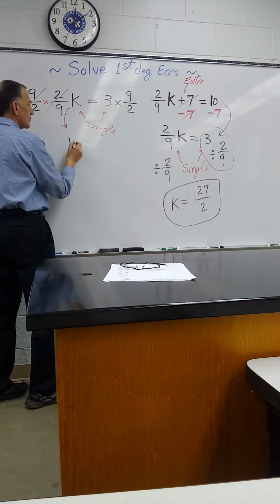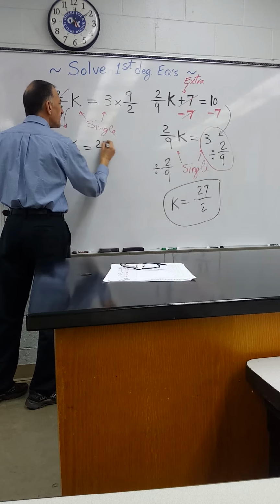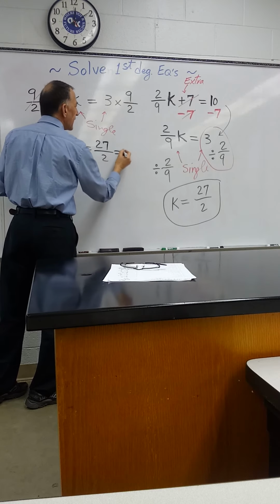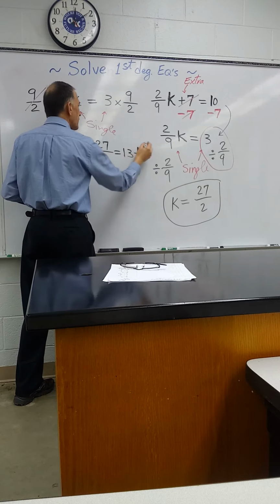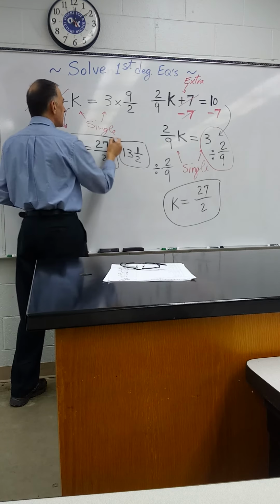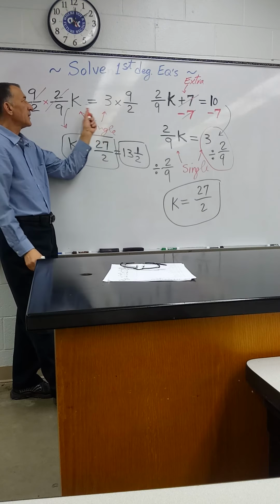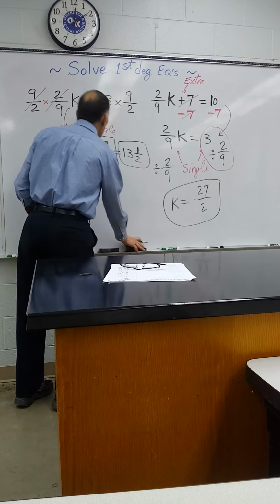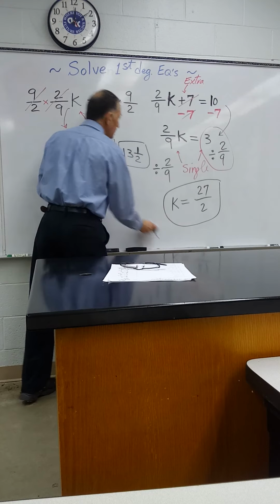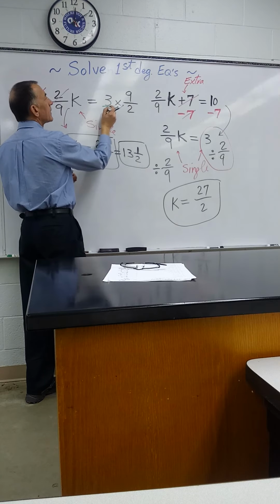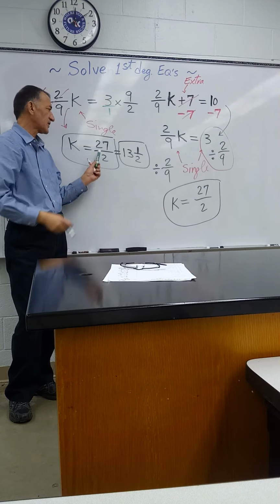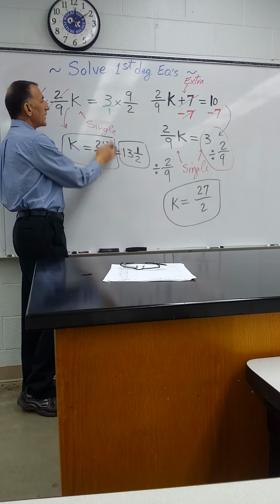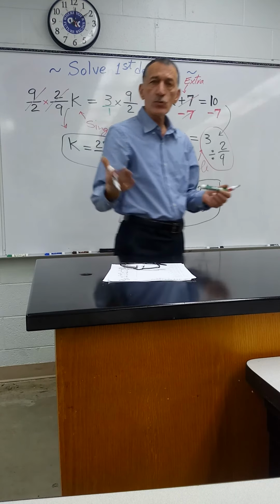So k is equal to 27/2, which is 13.5. Both are correct answers, and this is the final answer. Now look at the other side. The other side is 3 times a fraction. If you put a whole number over 1, you can easily see what happens. So 3 times 9, 27, divided by 2, is 27/2. But if you have a situation where you can reduce, then you reduce it.